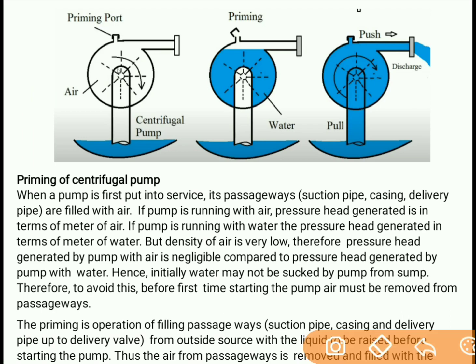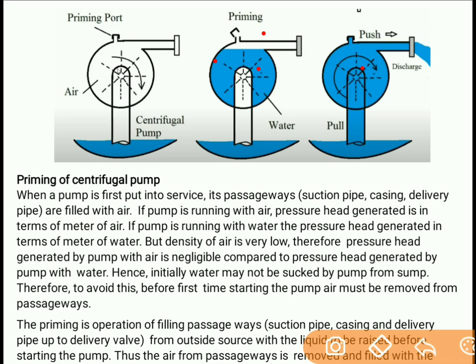So in order to operate the pump perfectly, what we can do is we can open up the priming pot. So when the priming pot gets opened, the external water will get inserted inside this pump through this priming pot. And this is done only for the first time when the pump is getting started. Fine. Once the water is filled inside this pump, we can start the rotation of the impeller. So once this priming is done, the impeller is started.